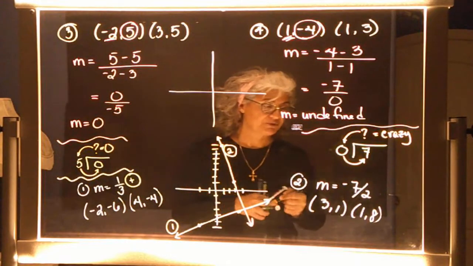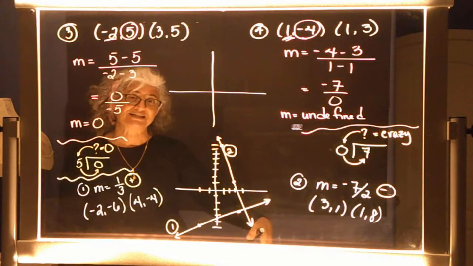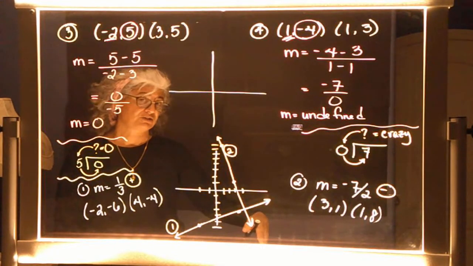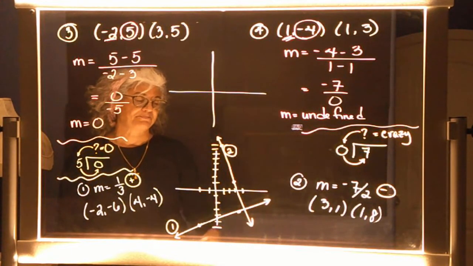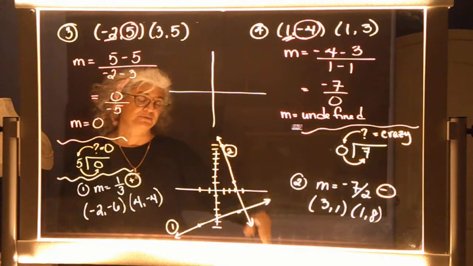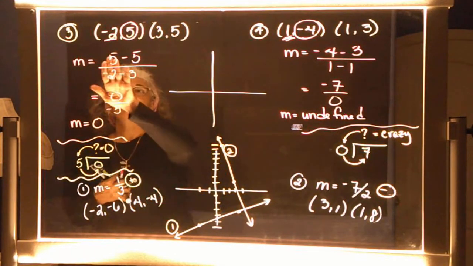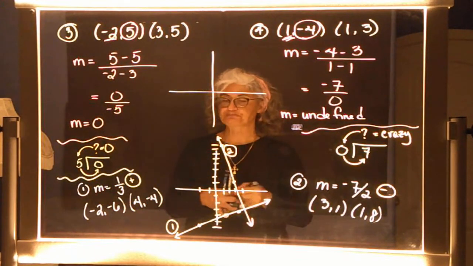Number 2, this slope was negative, which means it gave me a downhill line. Cool? Okay, so positive slopes will give you an uphill line. Negative slopes will give you a downhill line. Yes? Okay, let's look at number 3 over here.